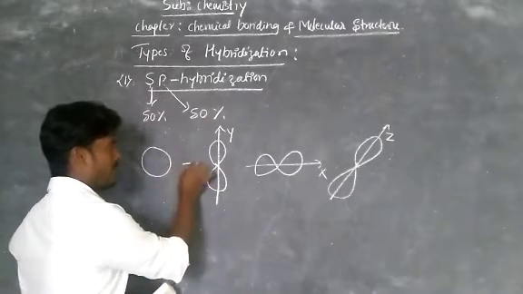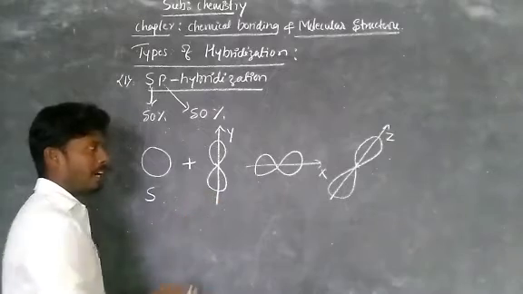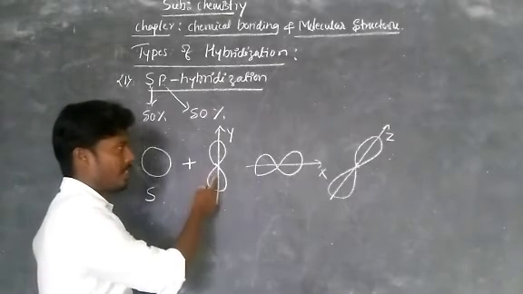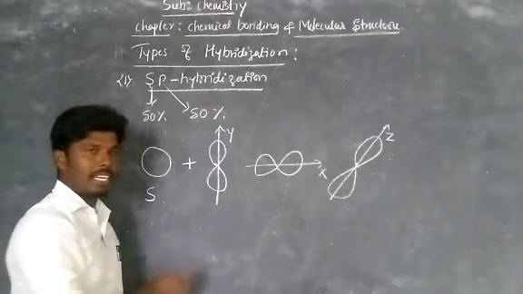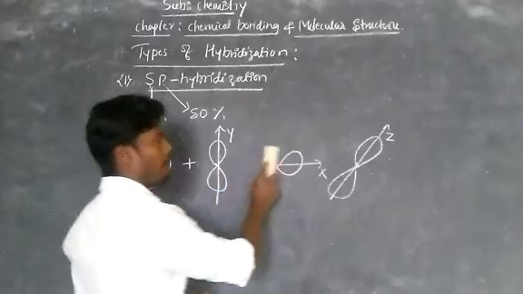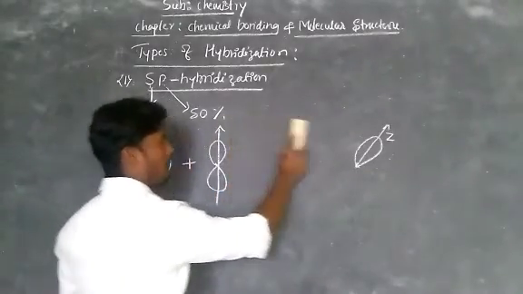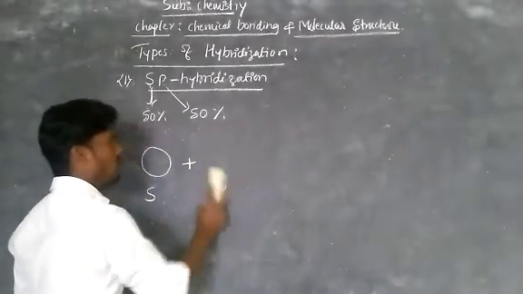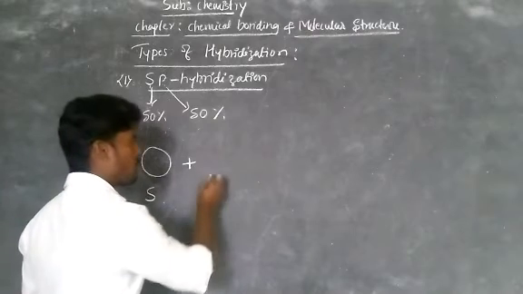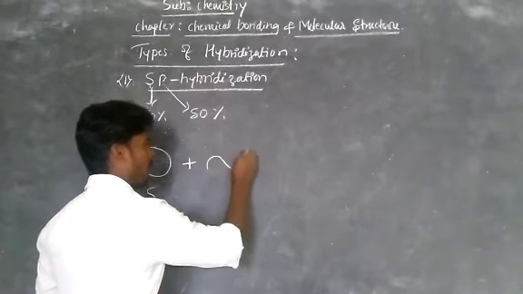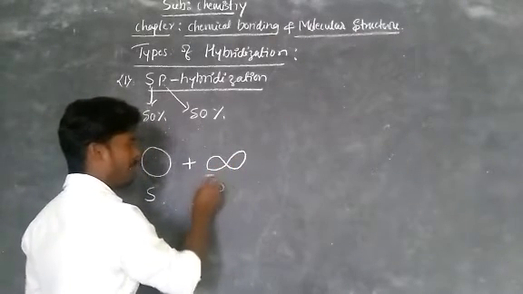Now let's take this as the s orbital and this as the p orbital. Let's consider this to be y or x or z, your wish. Take any one among these three and assume this is the p orbital. Here we don't need the direction of the orbital, so just write p orbital. This is the s orbital and the p orbital.